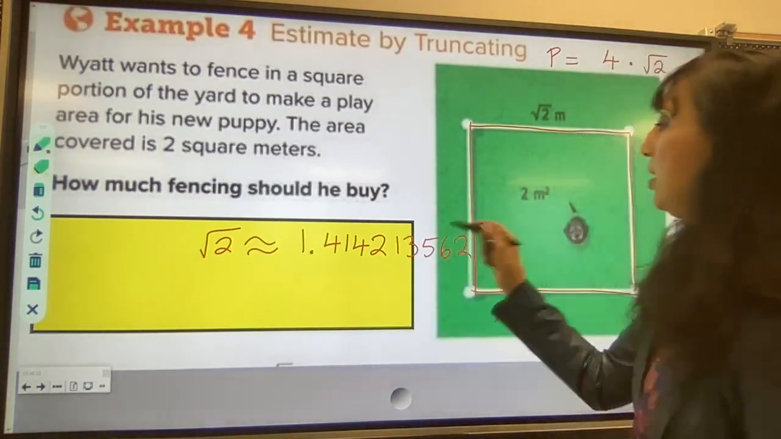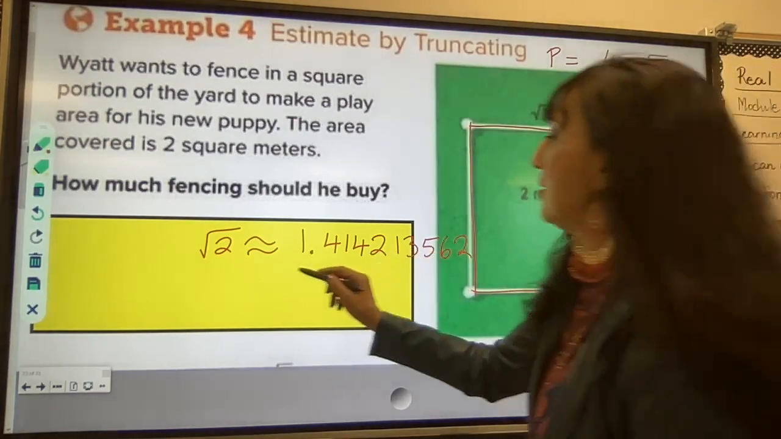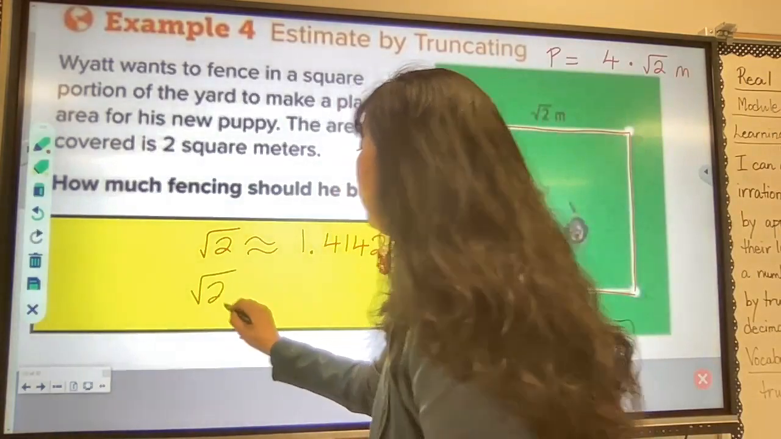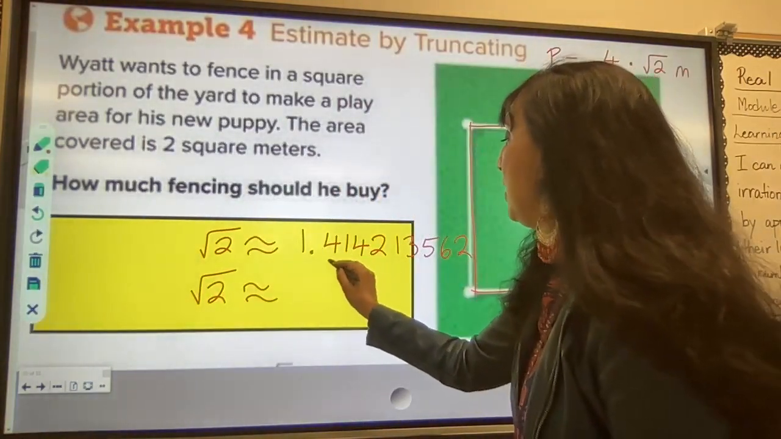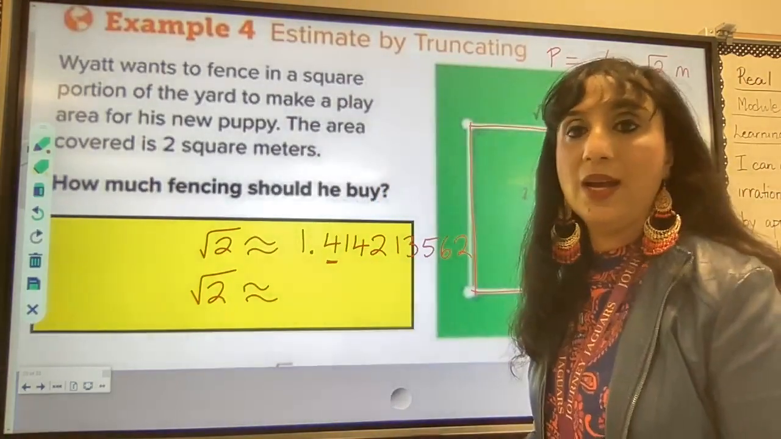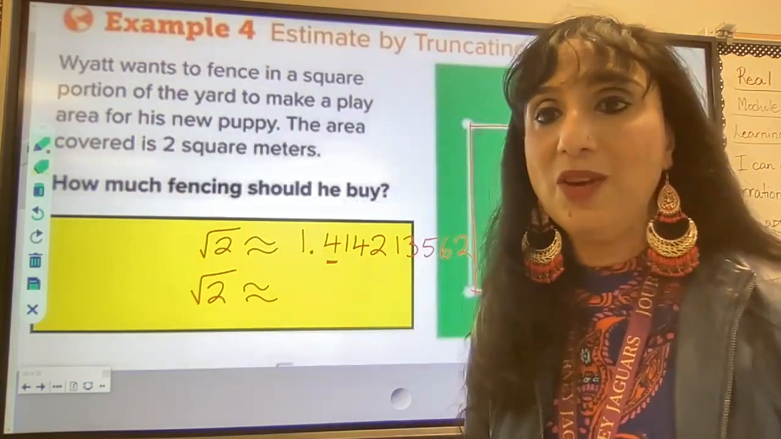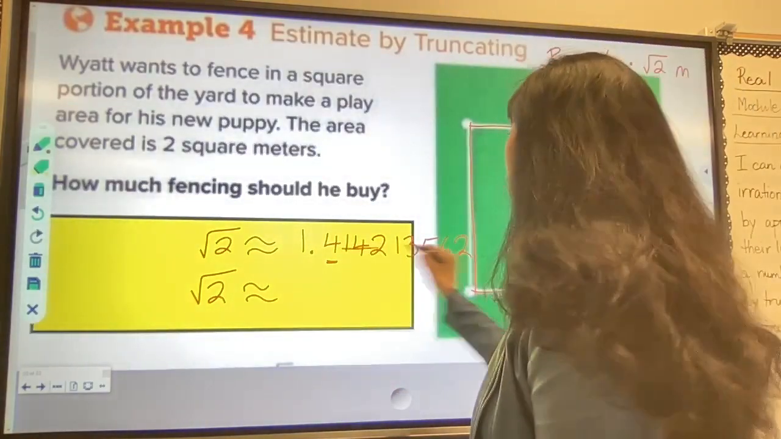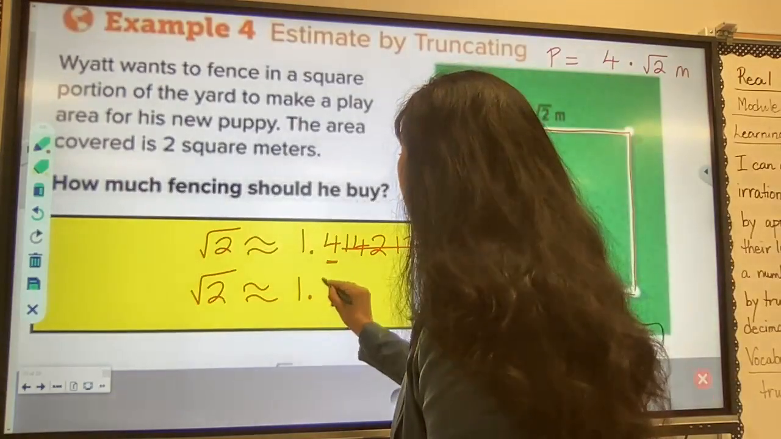13562. So this is what I'm getting with a calculator. However, we are only interested right now. We are going to just estimate to the tenths place value. So that means I am going to say square root of 2 is approximately, what is the tenths place? This one, right? In truncating, do I need to care about whatever is behind that place value? No. So all I do is eliminate everything else. And so I'm left with 1 and 4/10.